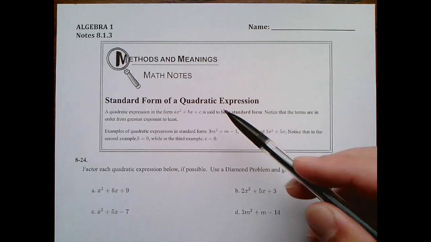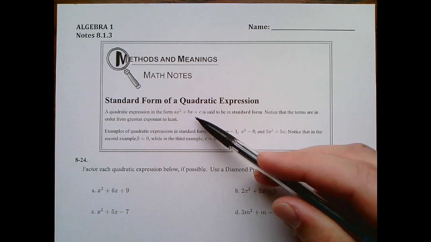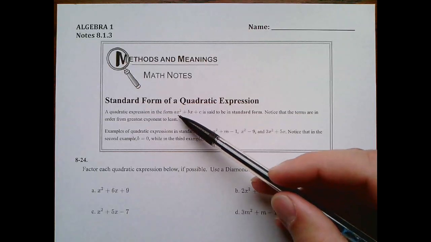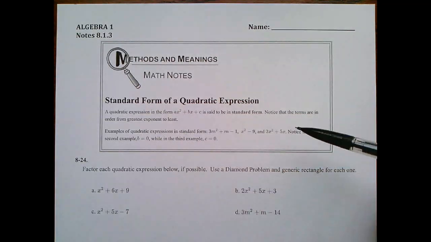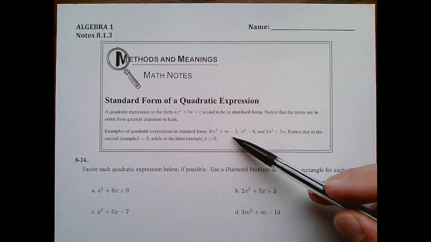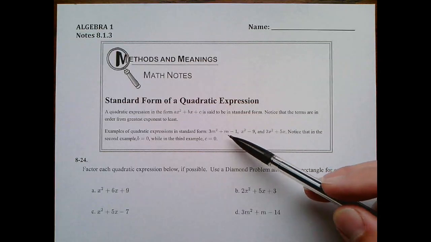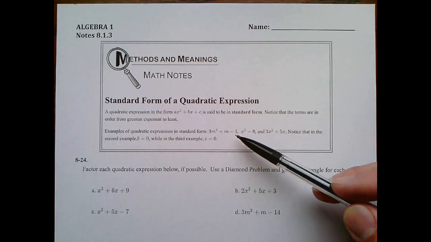So that would go last. So we call this standard form. You should always try to put quadratics in standard form. Again, quadratics is just a fancy way of saying something with an x squared. It says examples of quadratic expressions in standard form are 3m squared plus m minus 1. Notice the m squared comes first, then m to the first, then no m's and then negative 1.